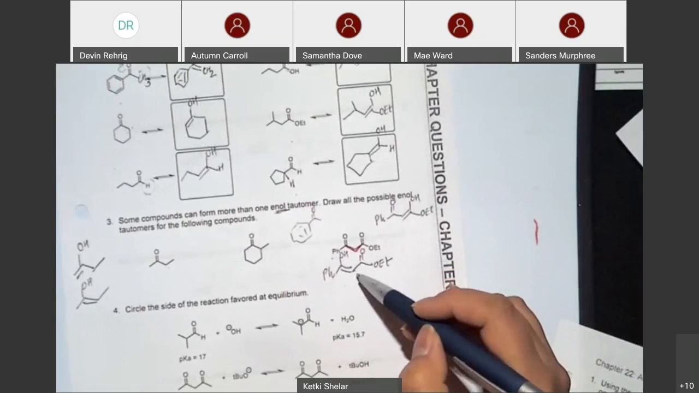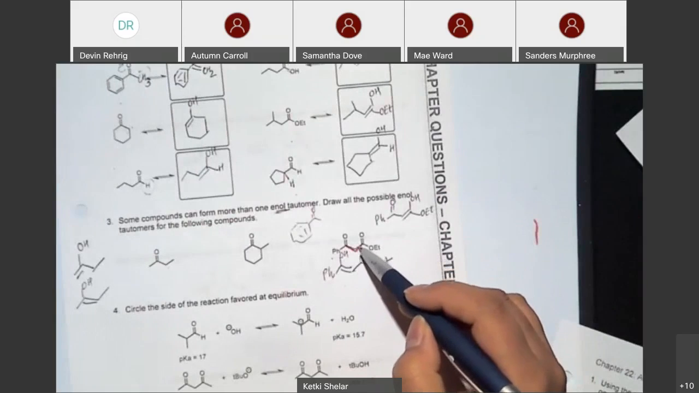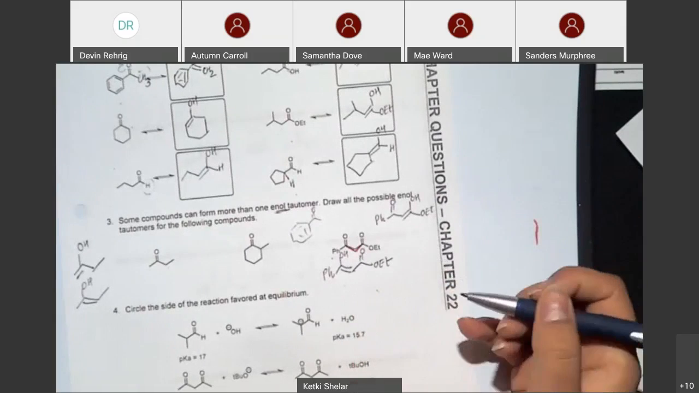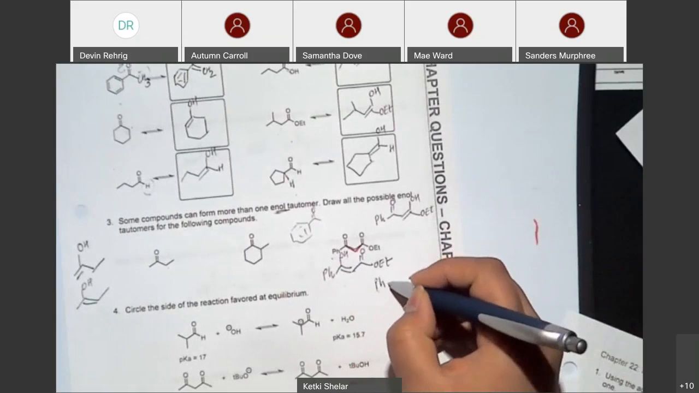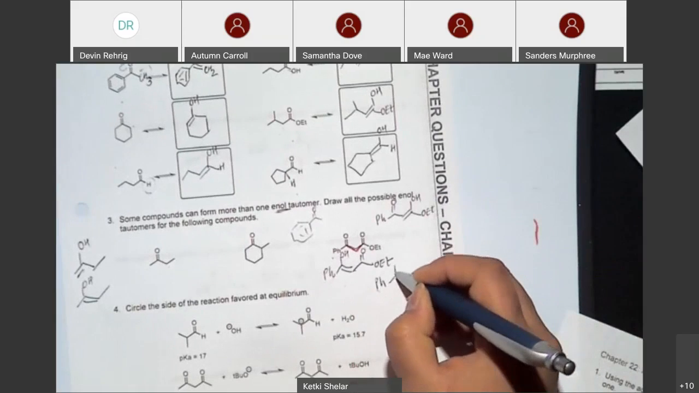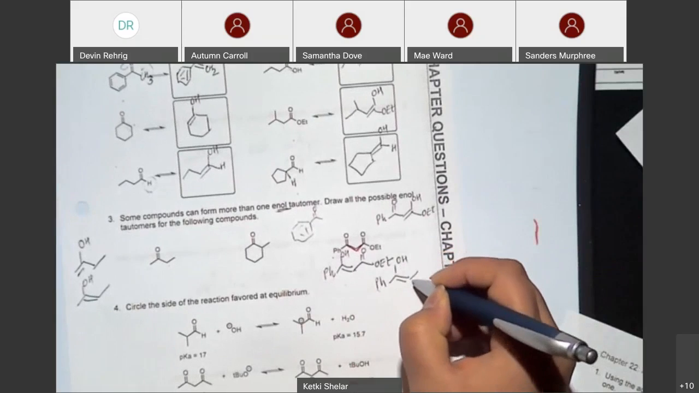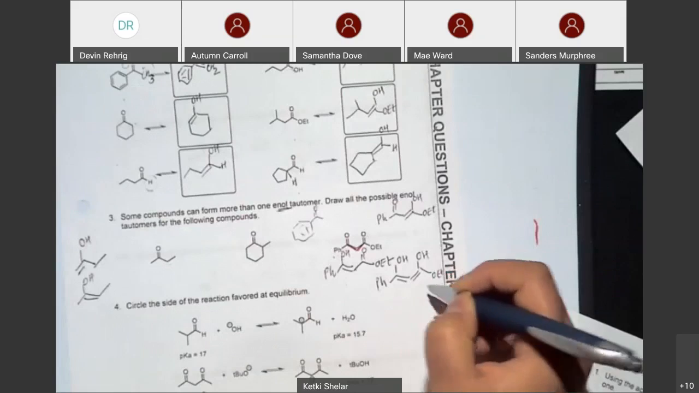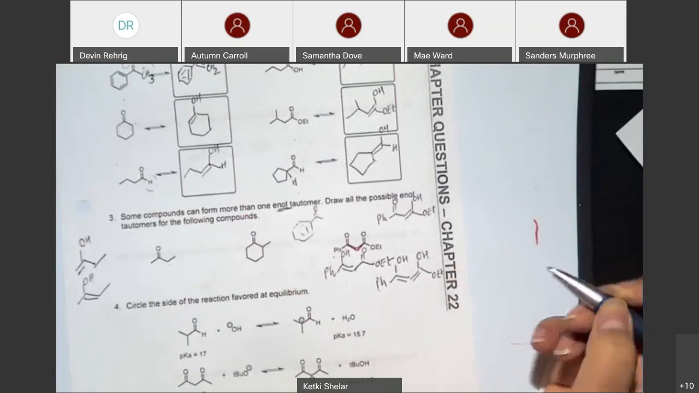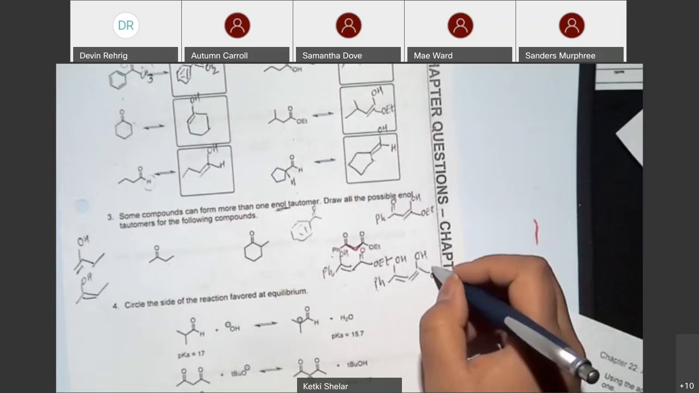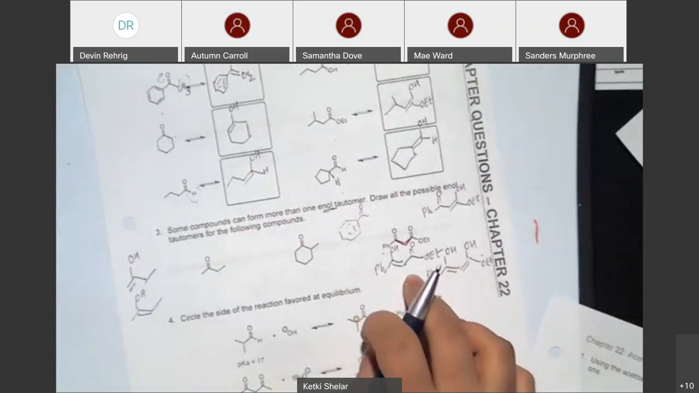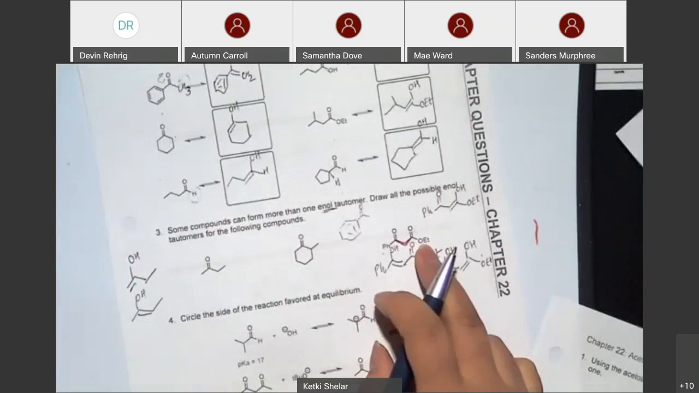You cannot have both at the same time. If you have both at the same time, well, let me see. You can, but both will be hydrogen, you know. So this can be possible, okay? But both will be a diol at that time. So these are three tautomers of this structure, the possible tautomers.